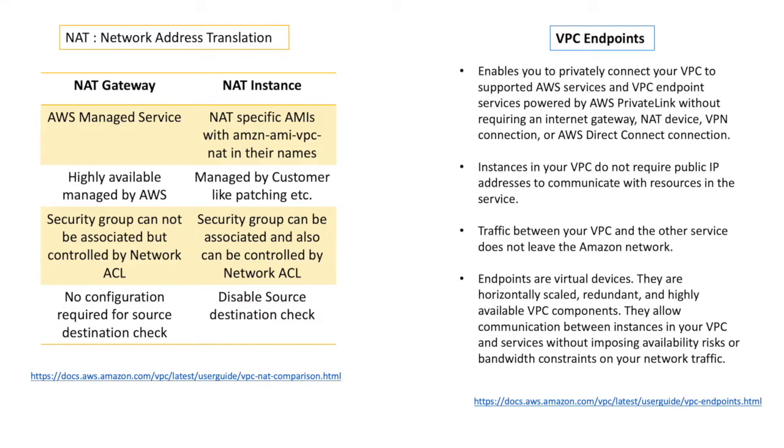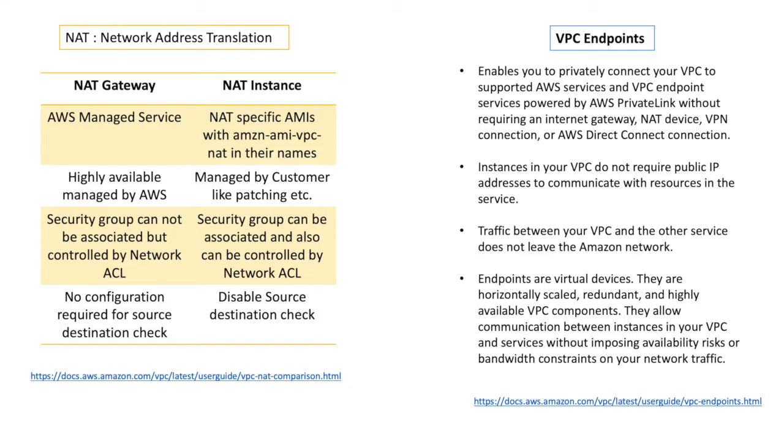Now there's another thing called an endpoint. Okay, endpoint, if you want to establish connection between VPC components and some particular AWS service, then you can create it using an endpoint. It utilizes a technology called AWS PrivateLink, and this technology lets you communicate with the service without requiring any internet connectivity, NAT gateway, NAT device, VPN connection, or AWS Direct Connect connection. So your traffic is not going out of the Amazon network at all. Okay, this is a very unique concept.